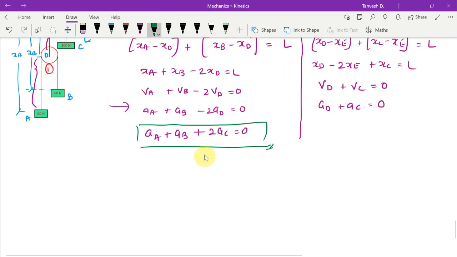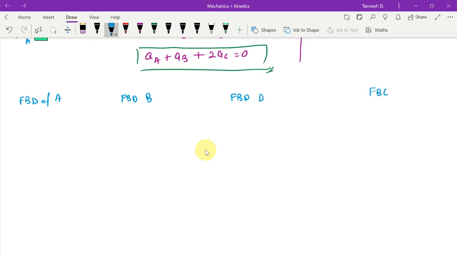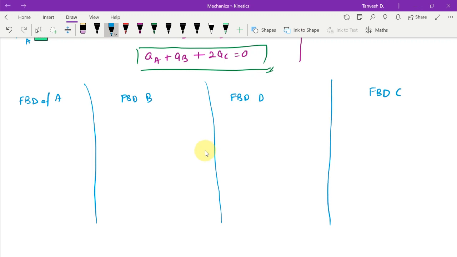Now we just have to take the free body diagram. That's it. So starting with the FBD of A, FBD of B, FBD of C, rather C I will take at the end, and FBD of D. Okay, so A, B, D and C, this is what I am taking FBDs.